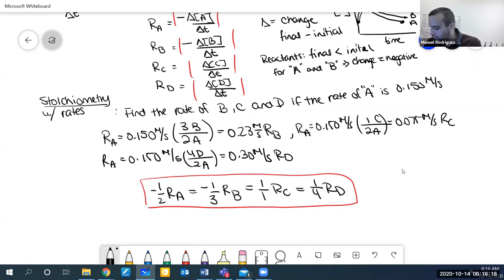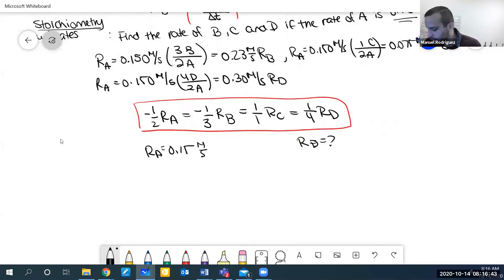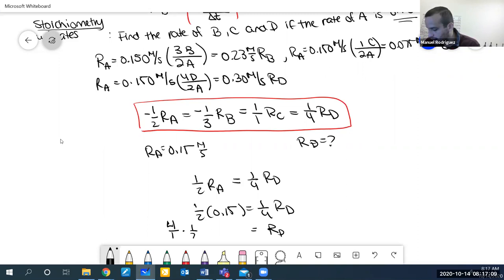Let's say I know the rate of A. Since we already make our rate positive, we can just ignore the negative from the equation. So let's say that the rate of A is 0.15 molar per second, and we want to find the rate of D. Our equation will be 1 over 2 the rate of A equals 1 over 4 the rate of D. So I can plug in my number: 1 over 2 times 0.15 equals 1 over 4 the rate of D. Then the rate of D equals 4 times half times 0.15, which is basically what we did here. You guys see that? So it's still the same idea.